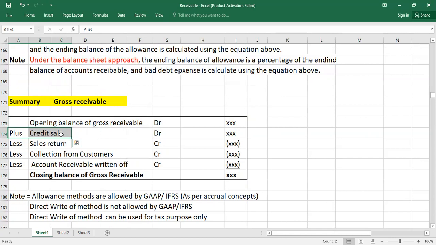Guys, final two notes you should remember: the allowance method, either income statement approach or balance sheet approach, is allowed by US GAAP and IFRS also, because it follows the matching principle. But there is another method called the direct write off method, which is not allowed by GAAP or IFRS, but is allowed only for small businesses. What the direct write off method is, I will talk about in the next video.